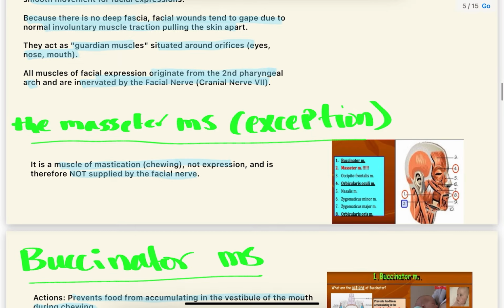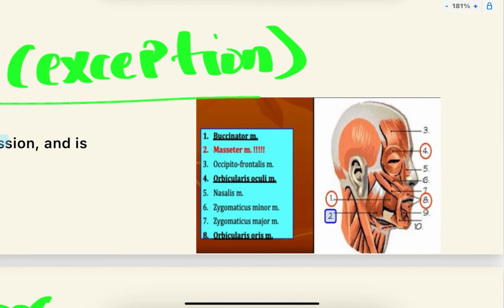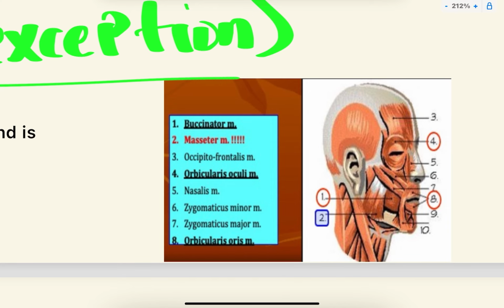Okay, let's start with talking about the masseter muscle. Now, the masseter muscle is the muscle from its name, masseter, mastication or chewing. This is not related to the facial expressions, so therefore it's not supplied by the facial nerve. Now let's take a look at this picture here before we dive in by talking about each and every single muscle. So here we can see the buccinator muscle. And here is the masseter, the one that we just talked about.